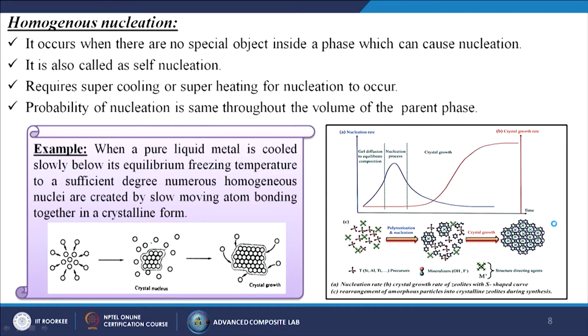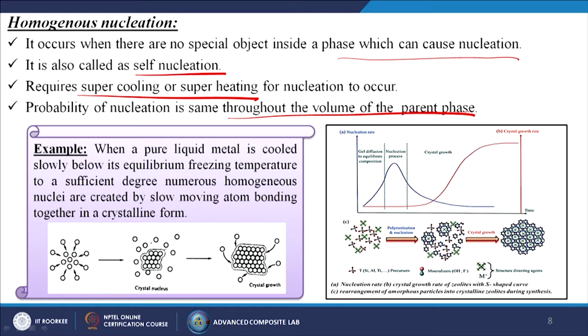Now, we are going into details of homogeneous nucleation. It occurs when there is no special object inside a phase which can cause the nucleation. It is also called self nucleation, and requires supercooling or superheating for nucleation to occur. So, supercooling and superheating is required. The probability of nucleation is the same throughout the volume of the parent phase. What is the example? When a pure liquid metal is cooled slowly below its equilibrium freezing temperature to a sufficient degree, numerous homogeneous nuclei are created by slow moving atoms bonding together in a crystalline form.